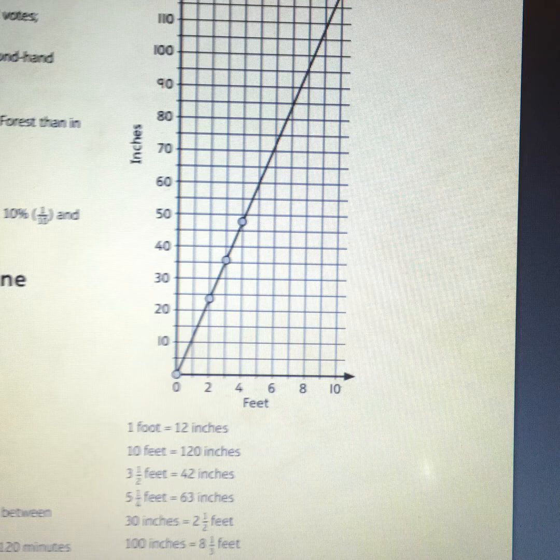And then on your graph, hopefully if you went across to 3.5 feet, you would then be able to see it's 42 inches. 5.25 feet is the same as 63 inches. And then for the bottom 2, you need to go up the y-axis first of all. So 30 inches is the same as 2.5 feet, and 100 inches is the same as 8 and 1/3 feet. Quite tricky to say that one.